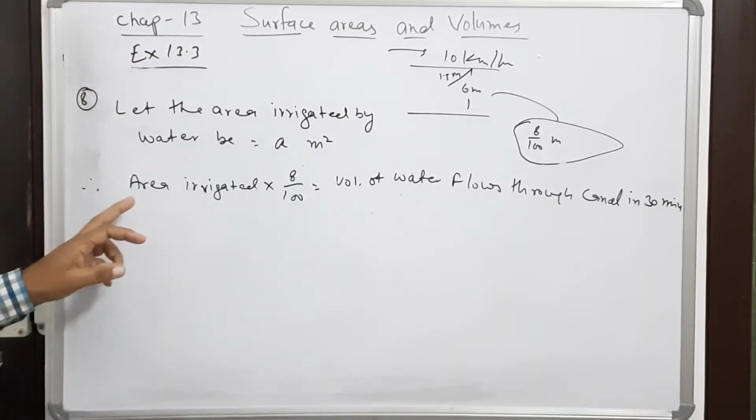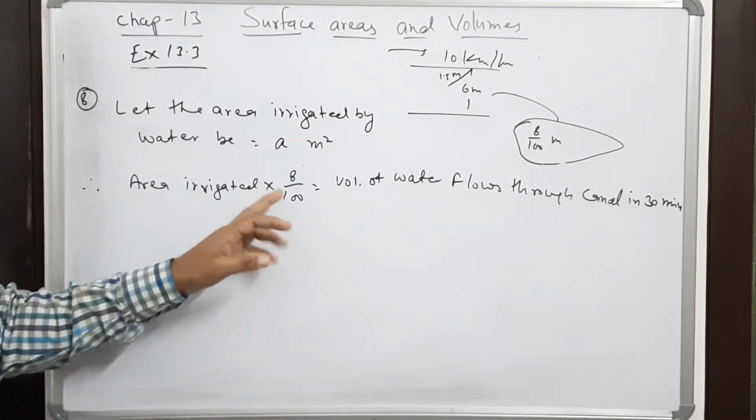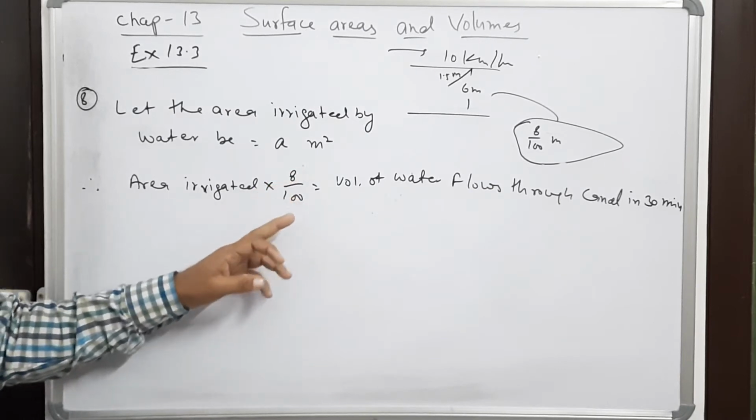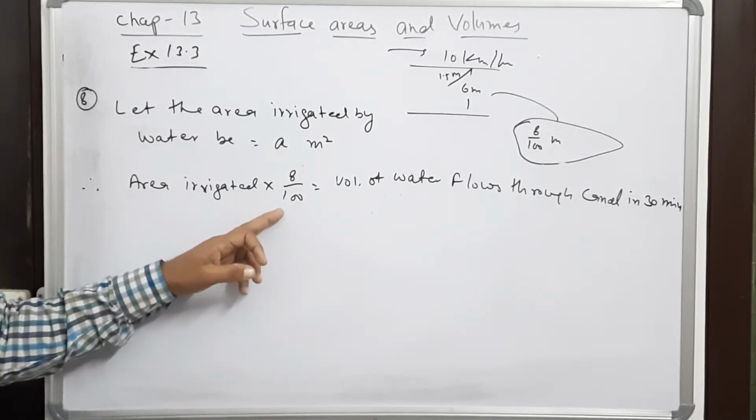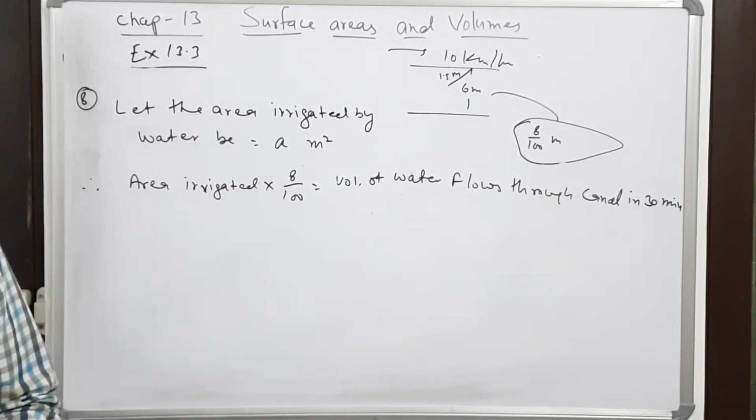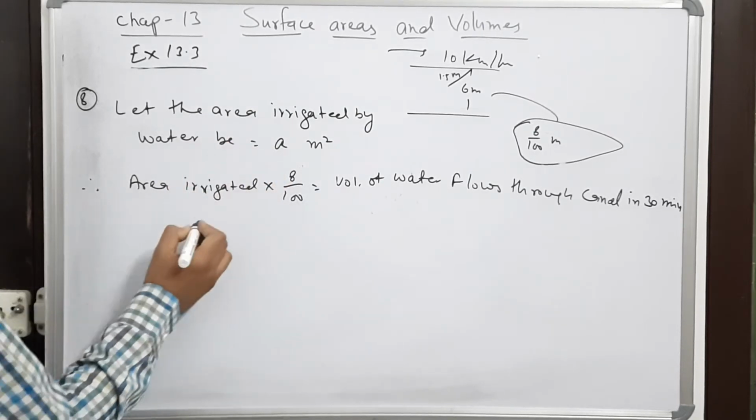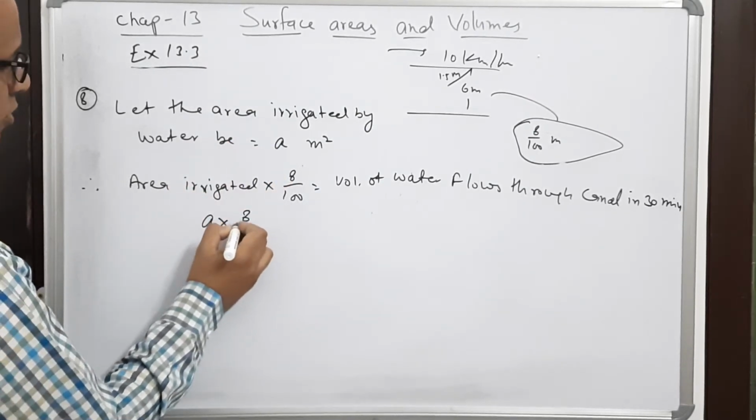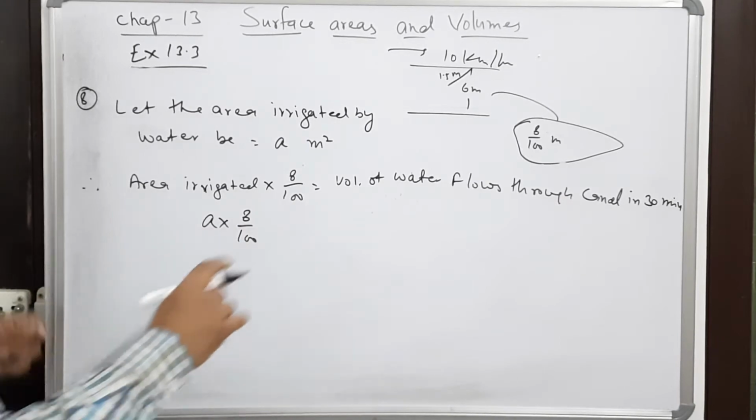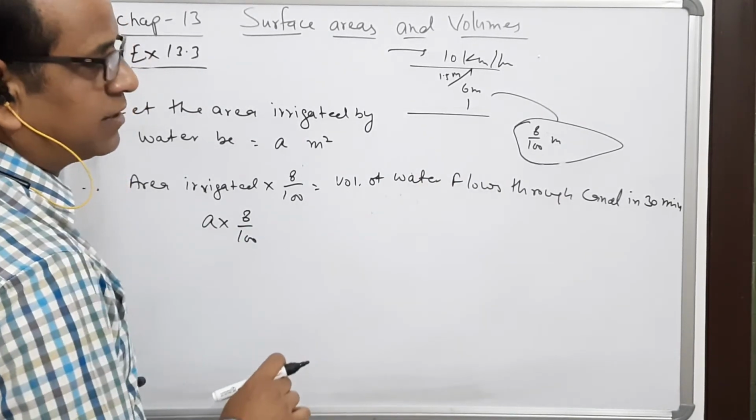So you see, the area irrigated is equal to area irrigated into 8 upon 100. Why 8 upon 100? Because 8 is in centimeters. So we can write here A into 8 upon 100. Now the water flows through the canal in 30 minutes.